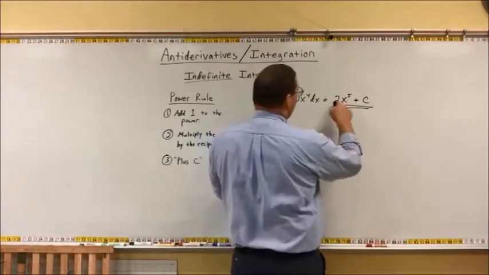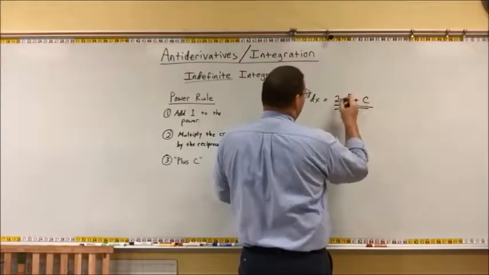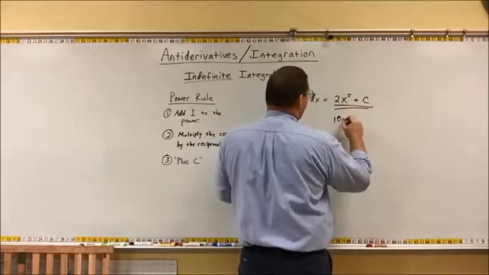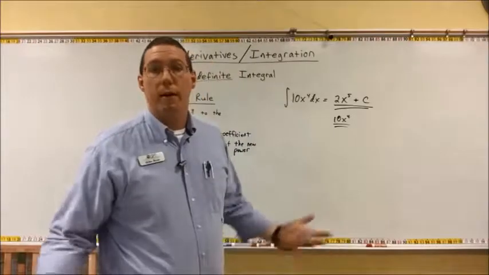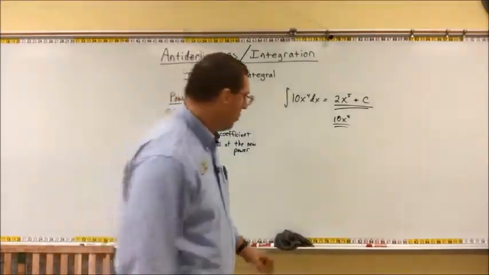And I can prove it. What's the derivative of 2x to the 5th? 5 times 2 is 10 x, reduce the power by 1, 10x to the 4th, and that is the same as my integrand. So I must have done it correctly. Let's do another one.